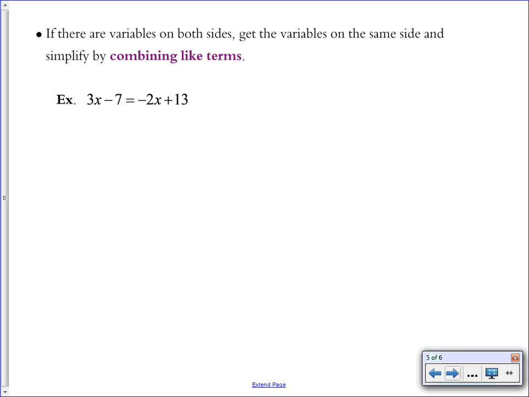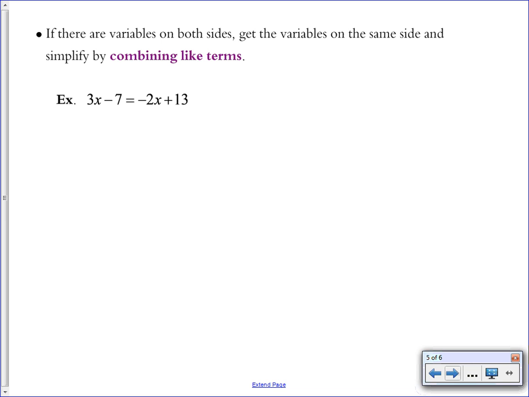If there are variables on both sides of the equation, you want to get the variables on the same side. Simplify by combining like terms. That means things that have an x in them can combine with other things that have an x in them. And then you solve the equation using inverse operations. So here I have a 3x minus 7 on the left, a negative 2x plus 13 on the right. I want to start by getting my variables on the same side. So I have 3x on the left, negative 2x on the right.